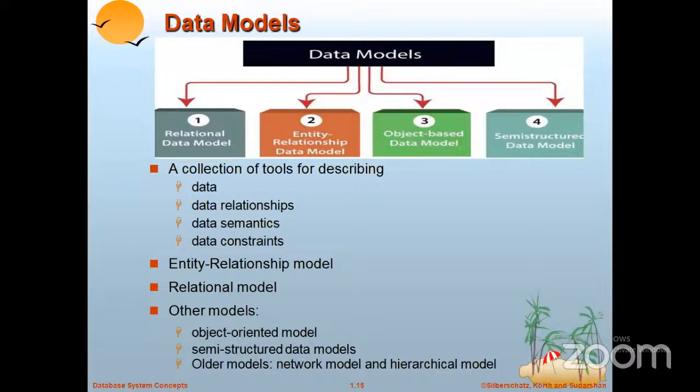After writing that it is a collection of tools which describe data, data relationships, and data semantics, explain each. Data is a collection of information. Relationship describes the relation between the entities. Data semantics describes the meaning of the data. Data constraints are nothing but data conditions. All these four you need to explain before writing the four data models.